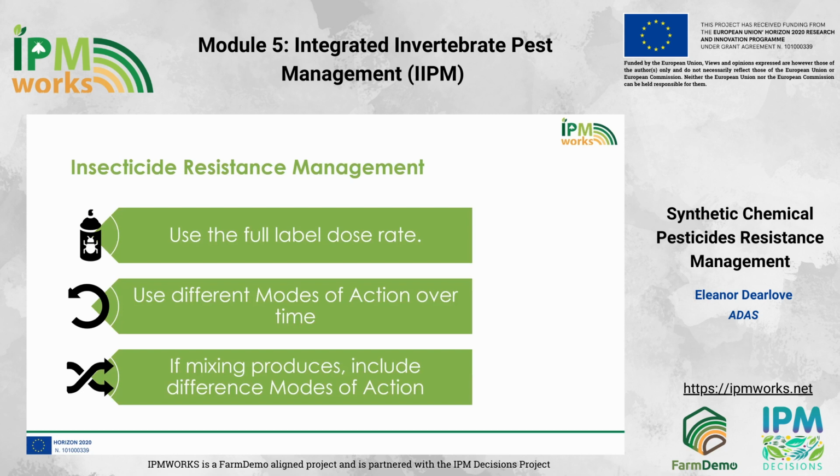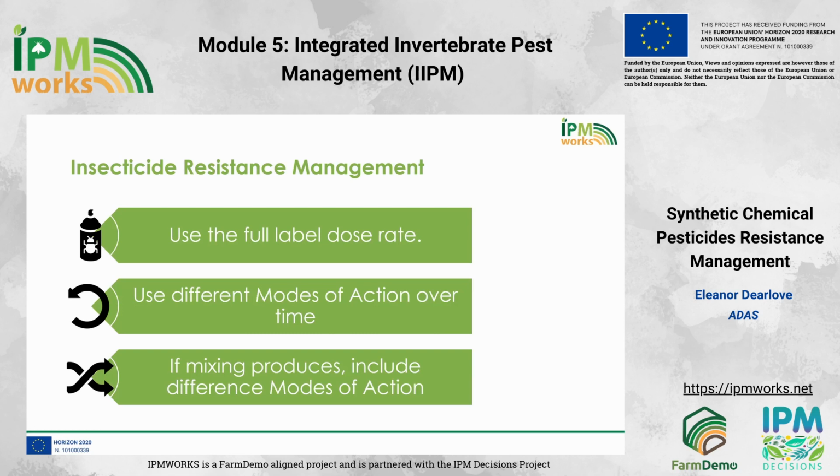Where insecticides are being applied, there are three considerations to managing the development of insecticide resistance. These are all based on being part of a wider IPM strategy, using a range of tactics from across the IPM pyramid as discussed in previous chapters. The first is to always use the full label dose of an insecticide. Using a lower rate risks some pests that carry some resistance surviving.